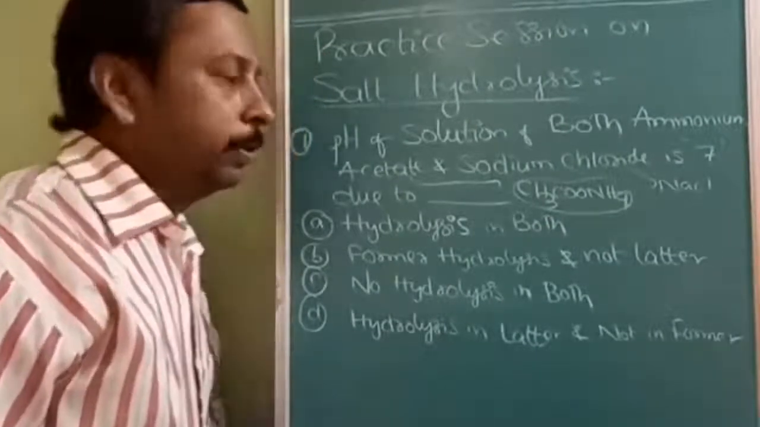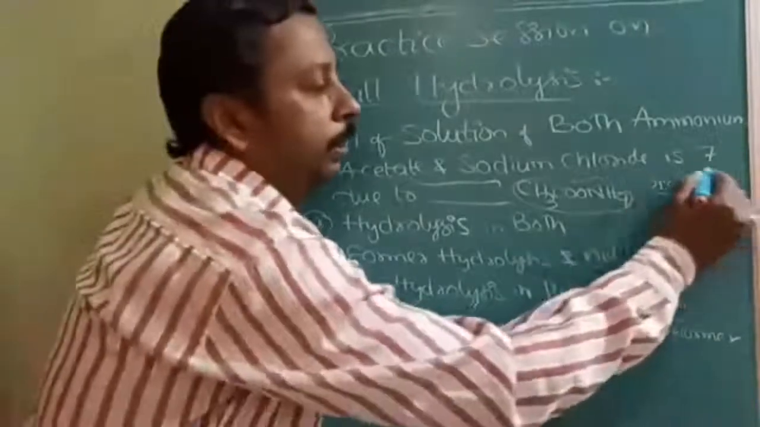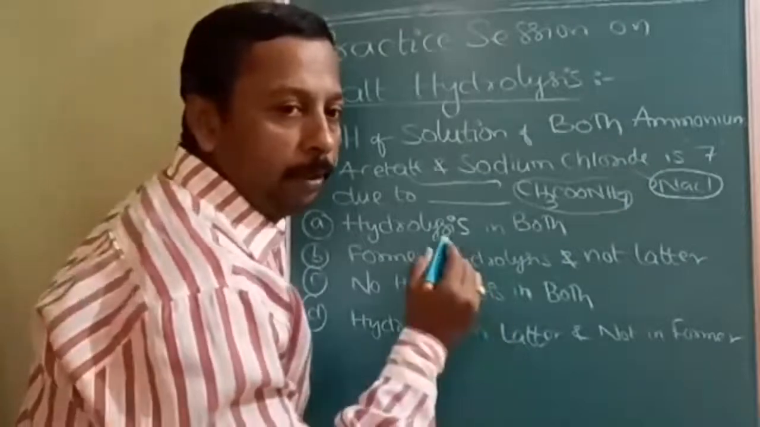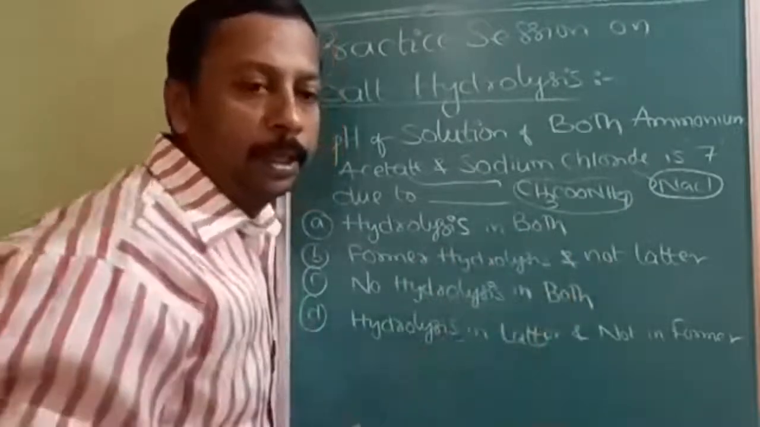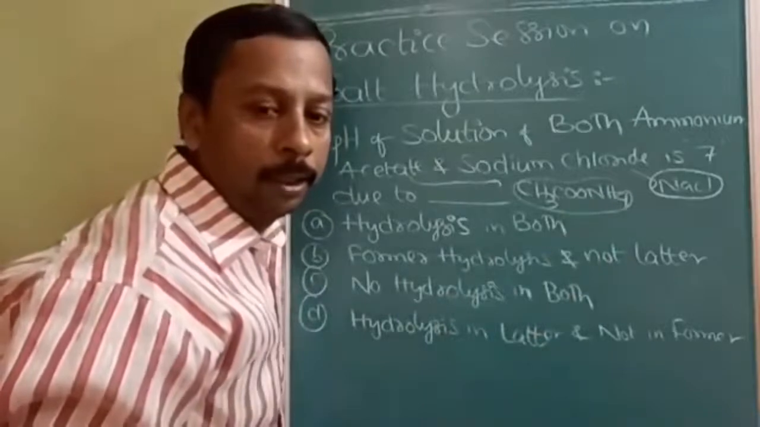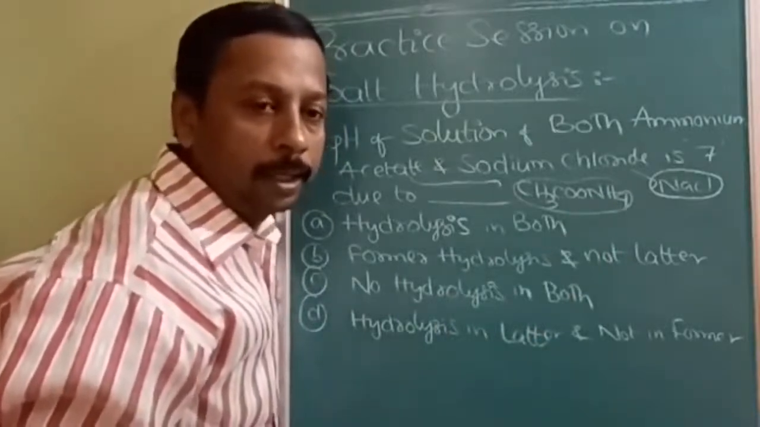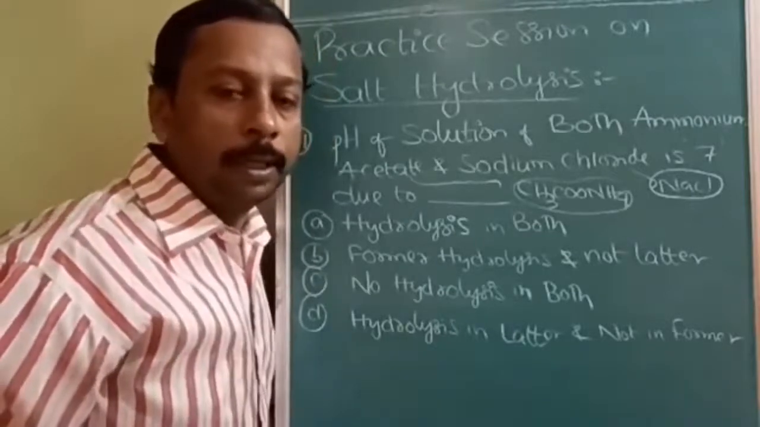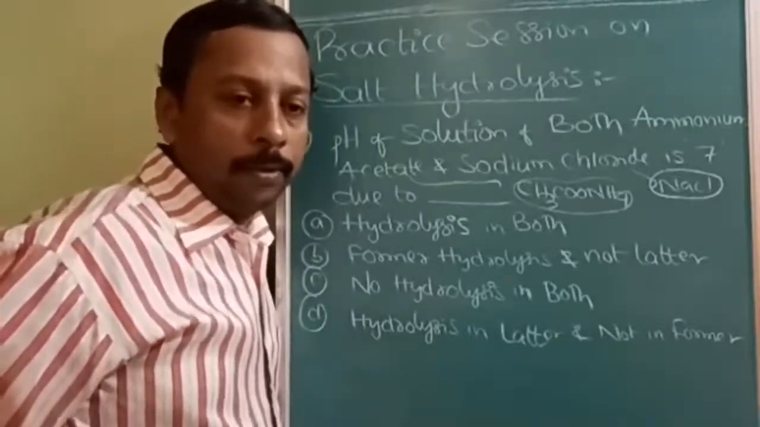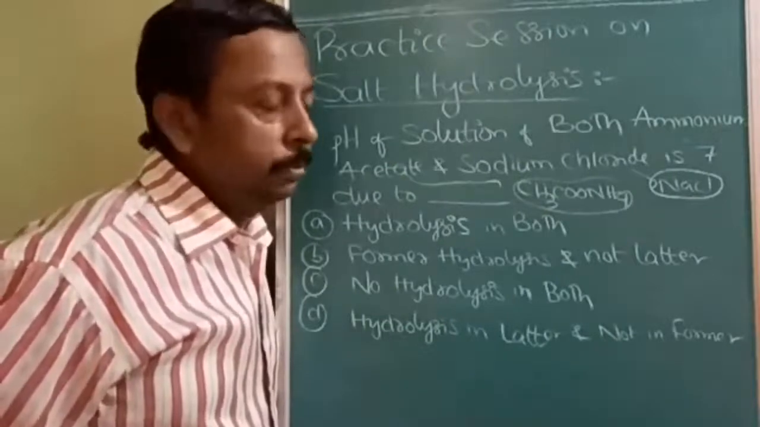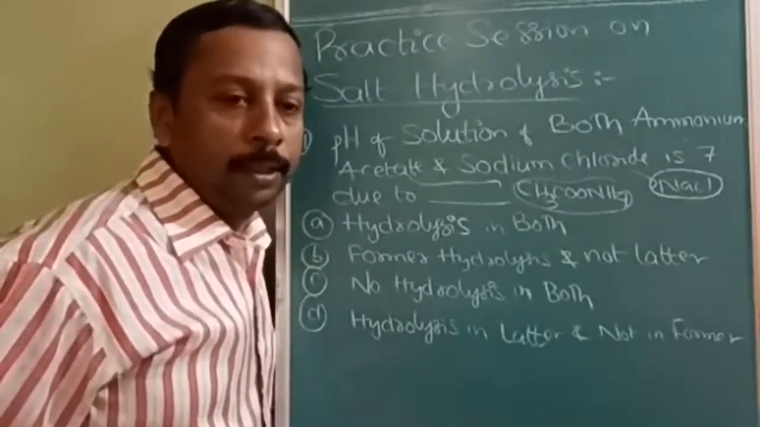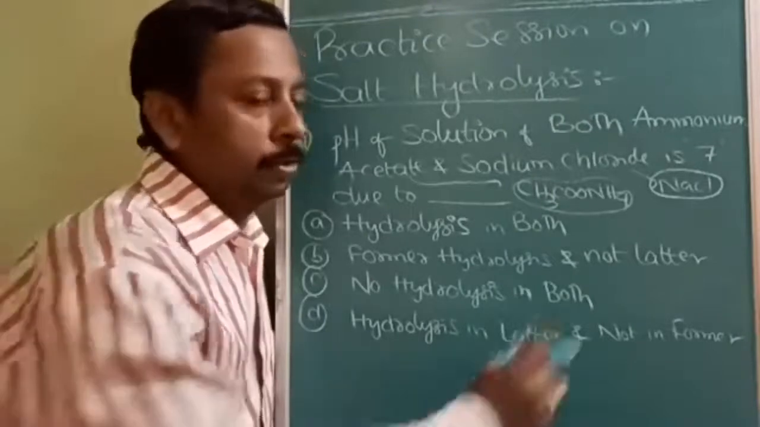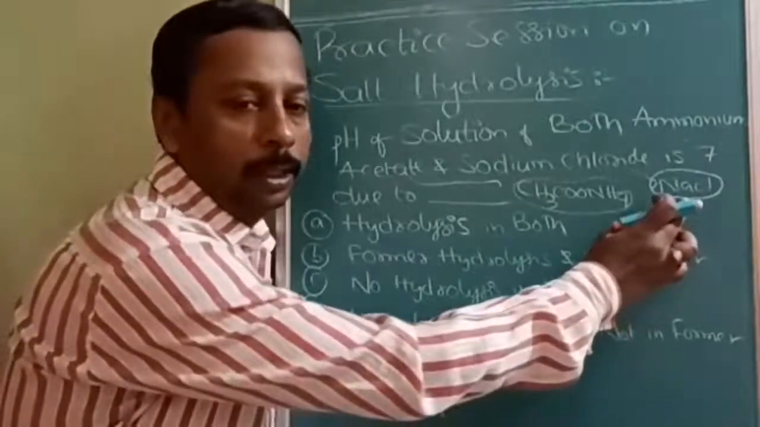Okay, listen to me now. Sodium chloride is a salt of a strong acid and a strong base, so it will go in only one direction. What is the direction? Neutralization. Hydrolysis is the backward reaction, the reverse reaction of neutralization. So NaCl being made from HCl and NaOH, there won't be any backward reaction. So there is no hydrolysis in NaCl.